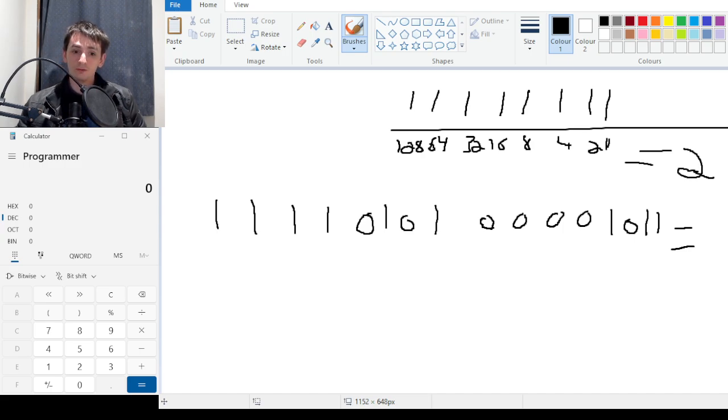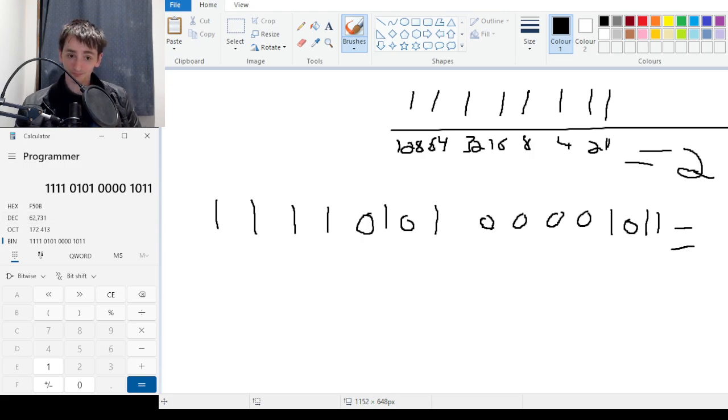So if we wanted to work all this out, which honestly I don't really want to, we would probably go to our calculator like a normal person and go 1, 1, 1, 1, 0, 1, 0, 1, 0, 0, 0, 0, 1, 0, 1, 1. You can see that's only 2 bytes and already it's taken up half the screen. And that would equal a decimal value of 62,731. Or would it? Well, we'll go into a bit more detail about that.